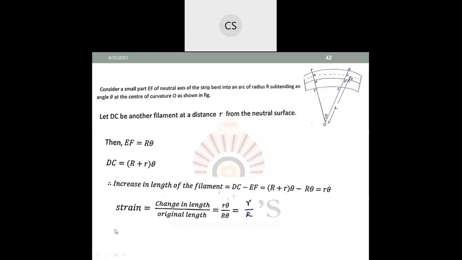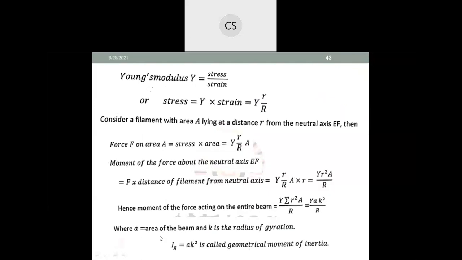So therefore you can write the strain. What is strain? By definition, change in length to the original length. What is the change in length? Just now you have found out, that is small r theta, divided by the original length. The original length was EF, that is capital R theta. So therefore theta gets cancelled, and you are left with small r by capital R.